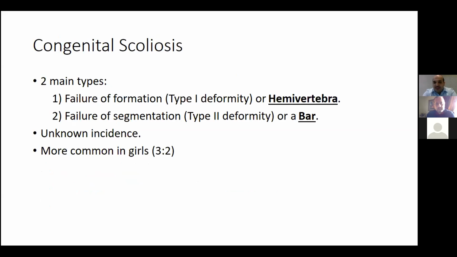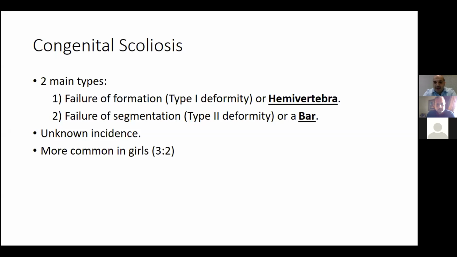First type is the congenital scoliosis. It is usually two main types. We call it type 1 deformity, or failure of formation, which is the hemivertebra. It is a wedged vertebra, which is formed from just one side. If you look at the X-ray, we have an example in the next slide. You can see only a pedicle at one side. Failure of segmentation is type 2, where there is a bar. This bar prevents the spine from growing, as it tethers the spine. So hemivertebra and bar are the congenital scoliosis.